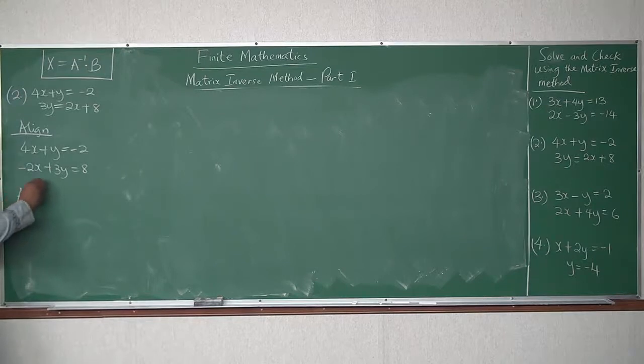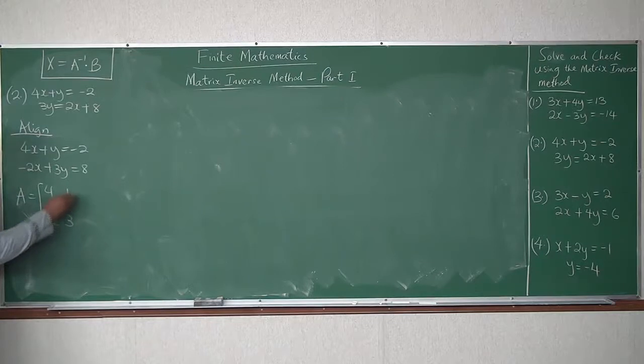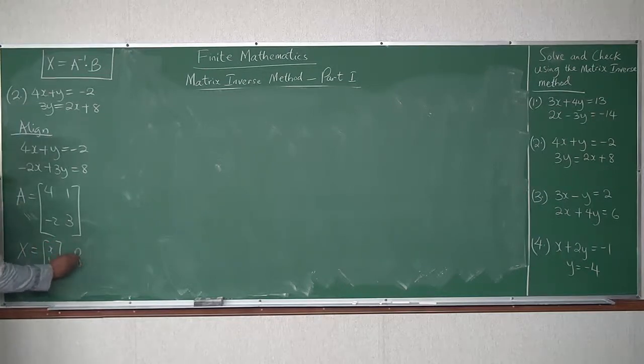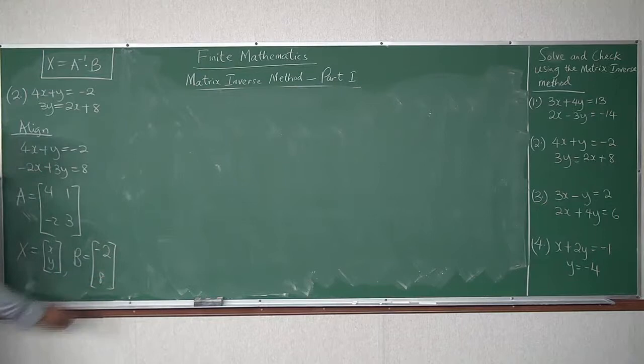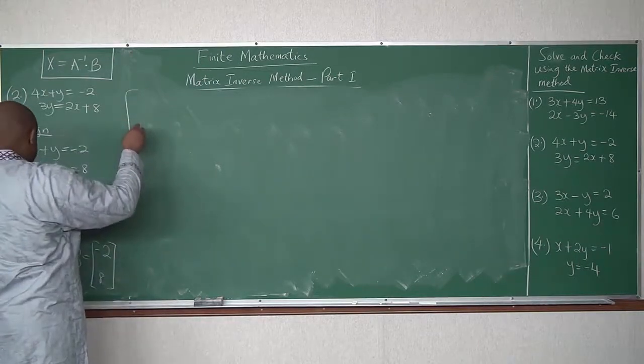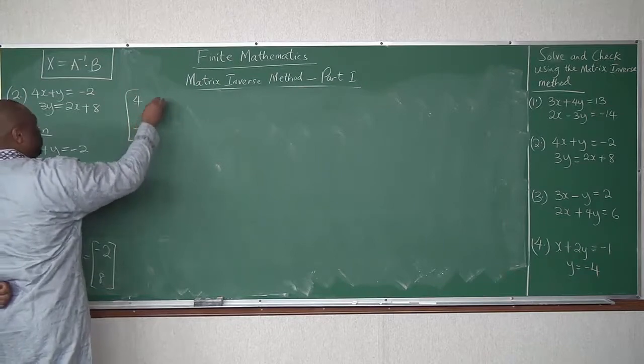Matrix A will be 4, negative 2, 1, 3. Matrix X will be X, Y. And then matrix B will be negative 2, 8. Right? 4, negative 2, 1, 3, X, Y, negative 2, 8. So let's go ahead and find the A inverse. 4, negative 2, 1, 3.